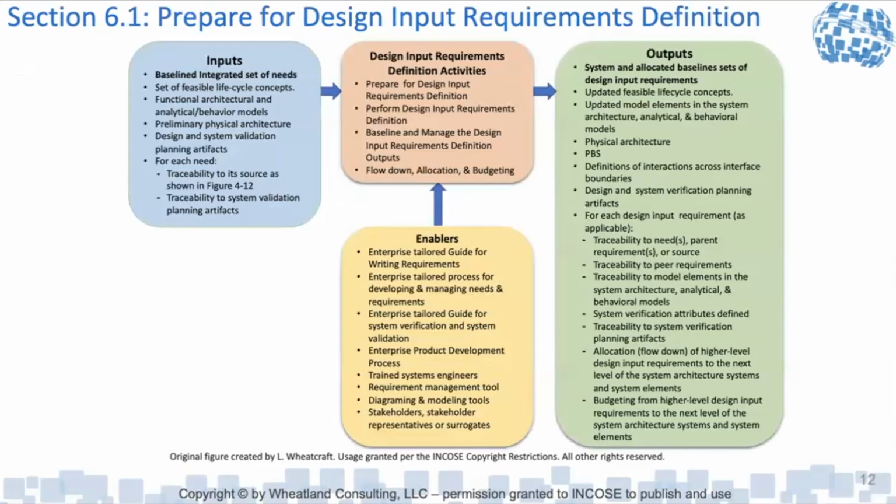Here is an IPO diagram for this section, and the manual has an IPO diagram for each of the sections showing what the inputs are, what the activities are, enablers, and then what the outputs of this are. And so there's a lot of inputs into this. I won't go through all of them in detail. There are a lot of enablers that we have to deal with that really enable us to do these activities. And then we'll go through each of the activities.